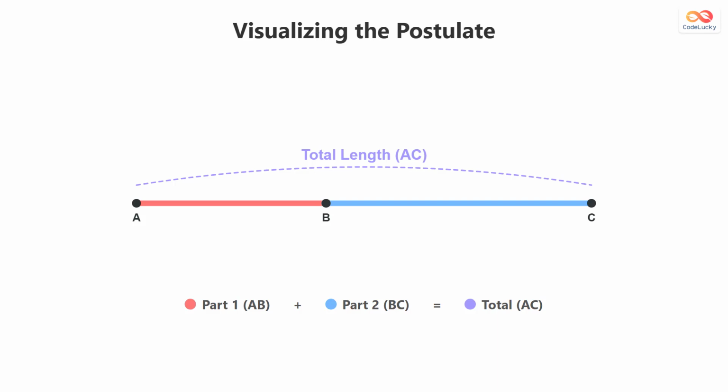Let's look at this with colors to make it clear. We have a red part on the left, representing length AB. We have a blue part on the right, representing length BC. When you join them together end to end, they make up the total purple length, which is AC. This visual is all you need to remember the formula.